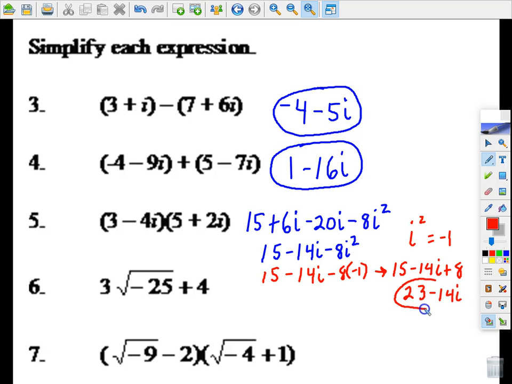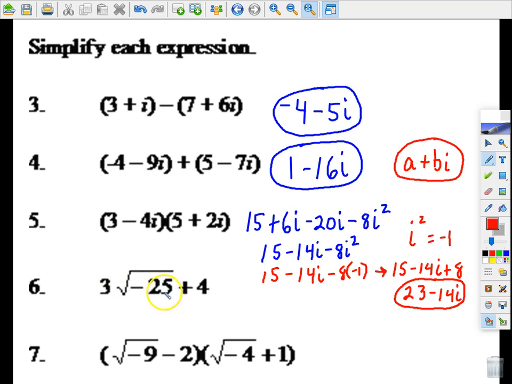So another word of caution, just remember that these complex numbers must be written in the form a plus bi. The real number part always goes first, followed by the imaginary part. You will lose points if you turn these around. Okay, so just remember that. So that's your answer for number 5.